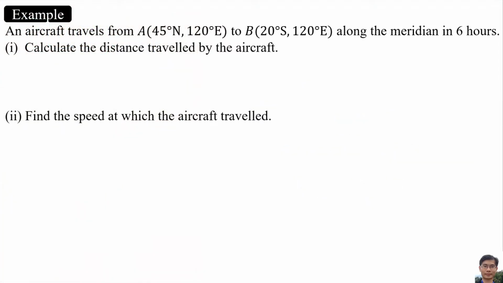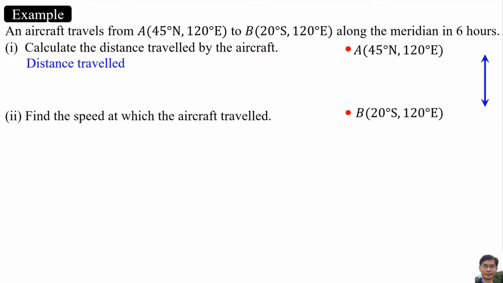Example, an aircraft travels from A to B along the meridian in 6 hours. Calculate the distance traveled by the aircraft. A and B have the same longitude, but different latitude. This is point A, and so this is point B.